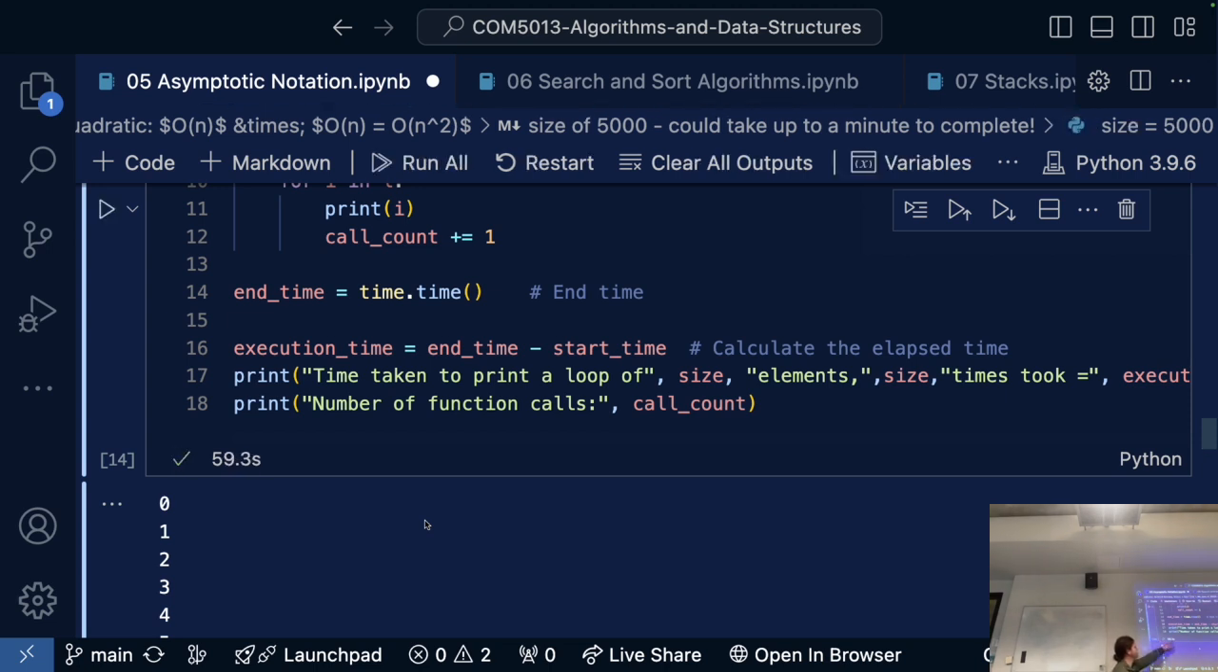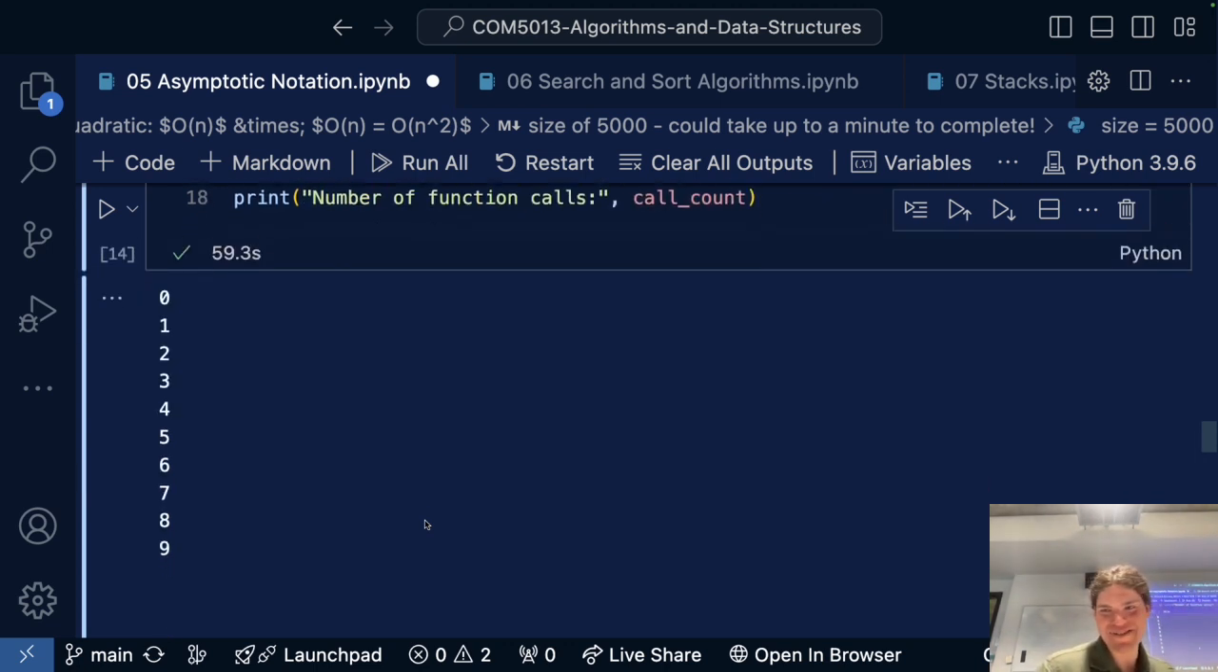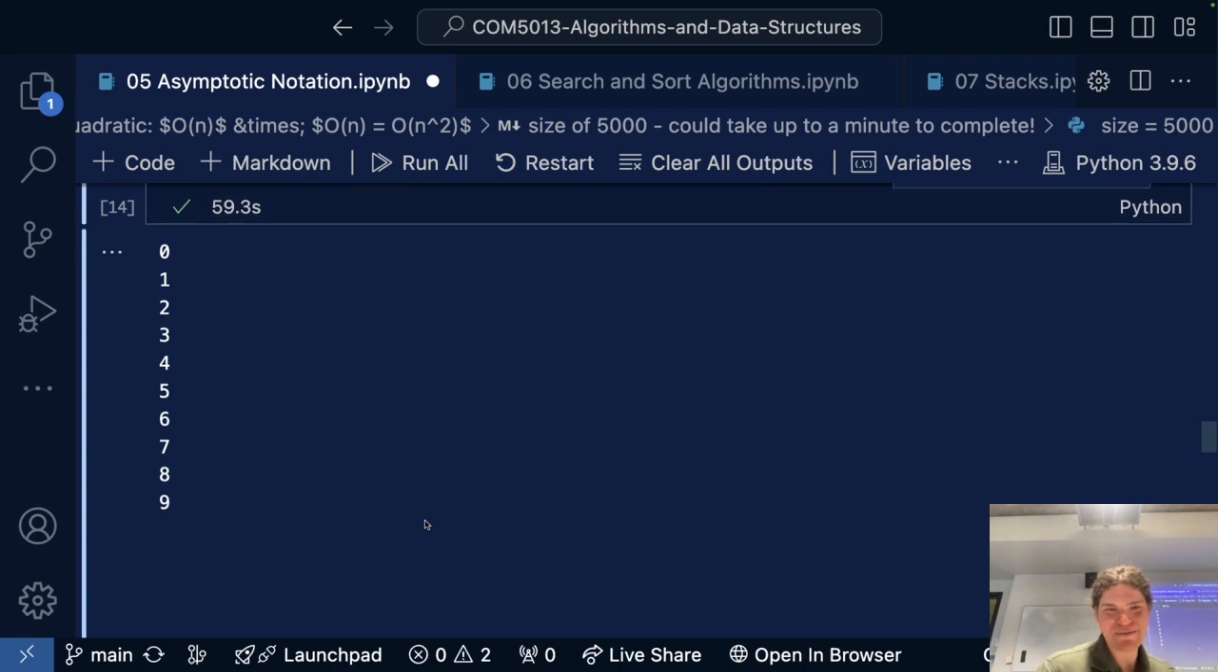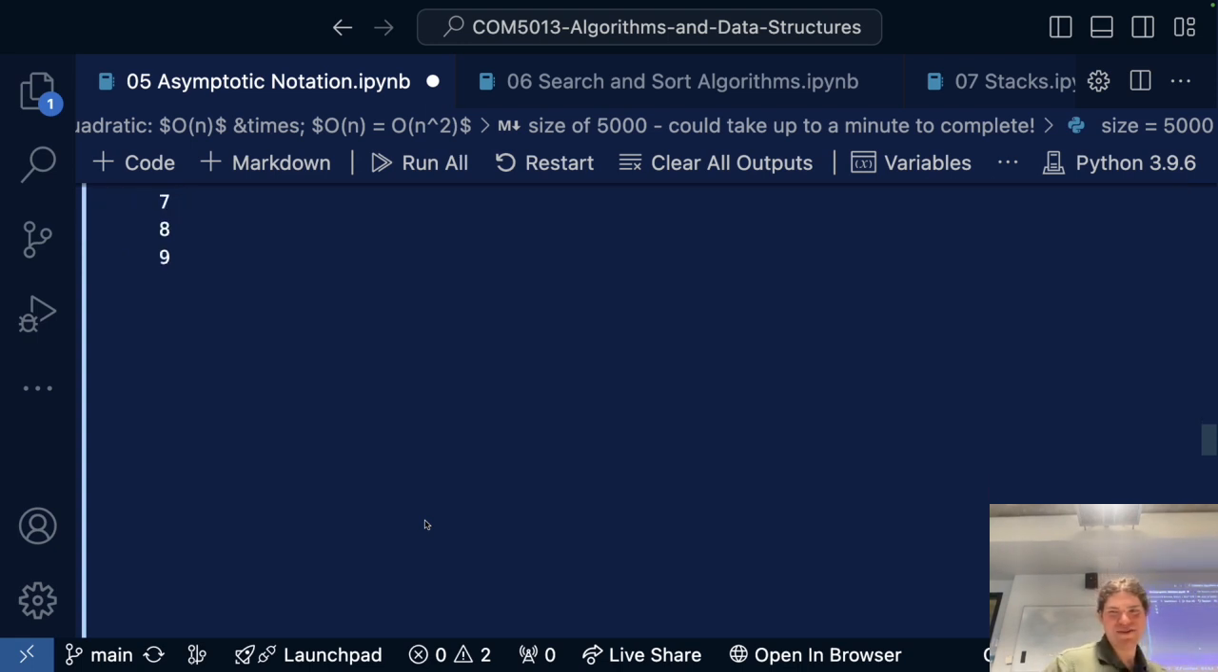Yes, 59.3 seconds to print 25 million. That's a lot, isn't it? And I don't know if it's going to show me. Is it going to blank on me? Could blank on me. It did it. We just can't see the output. I think it's blanked on me. Yeah. So there you go.